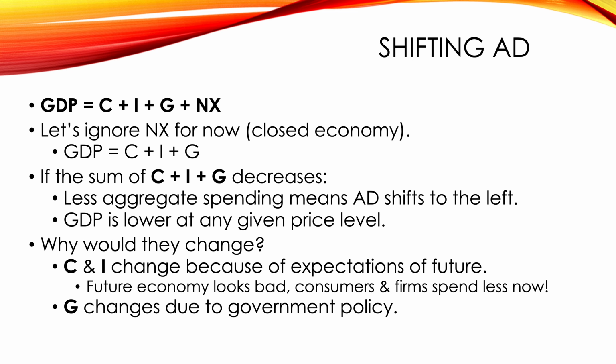Now, the G, why does the G change? G is government spending, right? And that changes because of government policy. And there's all kinds of reasons why the government might spend more money or less money. The government might want to build new roads, new bridges. They might want to hire more workers like teachers, people like that. It could also be that the government has to spend a whole bunch of money on things like social welfare benefits and things like that too, right?